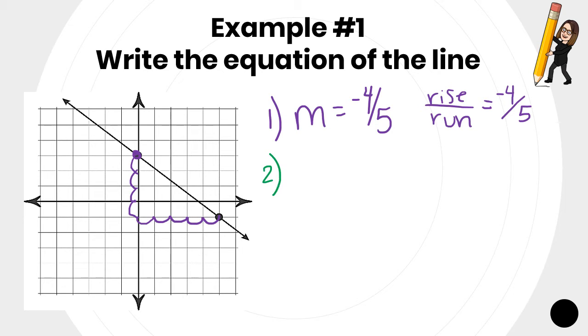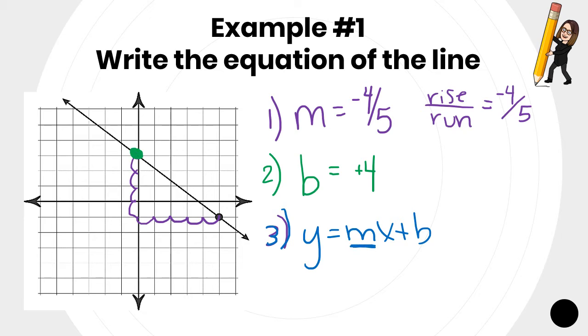Step 2, I want to identify my b value, which is my beginning, my y-intercept. So if I take a look, I cross the y-axis at +4. Step 3, I want to write my equation. So, thinking of the equation y = mx + b, I need to replace the m and the b. So my final equation is going to be -4/5 instead of m. I'm replacing it, bring down the x, and my b value is +4.